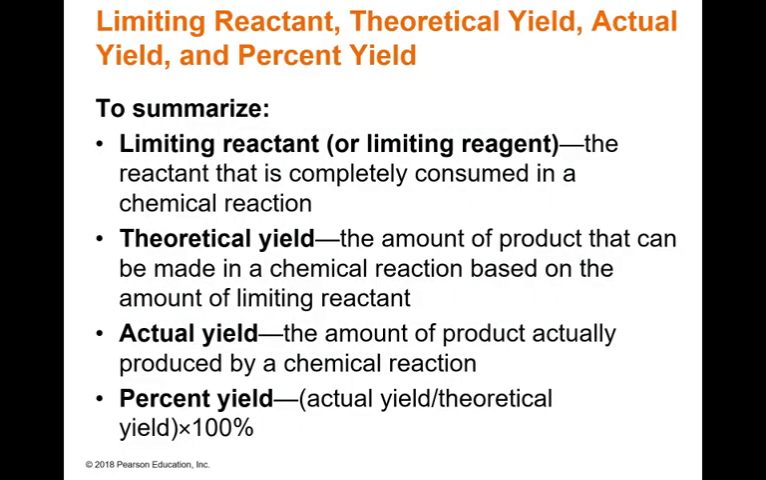Let's summarize these key terms because they come up often in both exams and lab work. Limiting reactant: the substance that runs out first and stops the reaction. Theoretical yield: the maximum amount of product that can be formed assuming perfect conditions. Actual yield: the amount of product actually collected from the reaction. Percent yield: the efficiency of the reaction, actual yield divided by theoretical yield expressed as a percentage. These concepts are central to mastering chemical reactions.